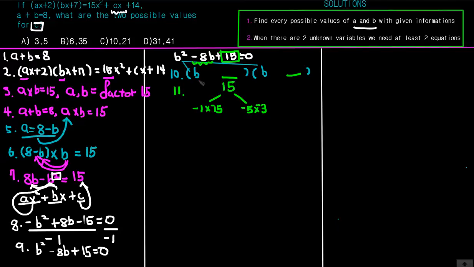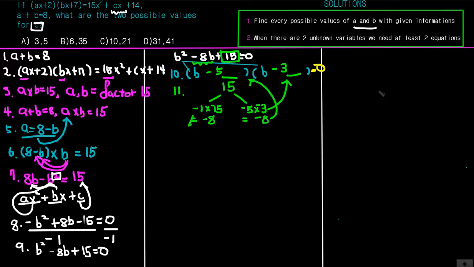So we can think about it this way right now. If we add, it has to be -8. -1 plus -15 is -16, which is not equal to -8. But -5 plus -3 is equal to -8, which in this case is satisfied. So all we have to do is write our factors, which are (b minus 5) and (b minus 3), and that is equal to 0.